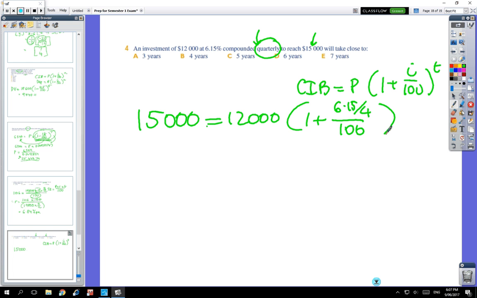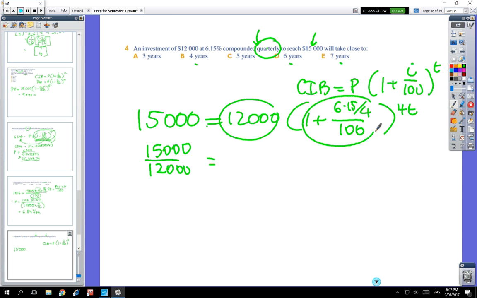Okay, and we don't know the time, we've got all these choices in years, and because it's quarterly, we're going to do 4t. So what we'll do is we'll just get rid of this $12,000 straight away by dividing. So $15,000 divided by $12,000 equals, so we'll get this number as a decimal, 1 plus 6.15 divided by 400.